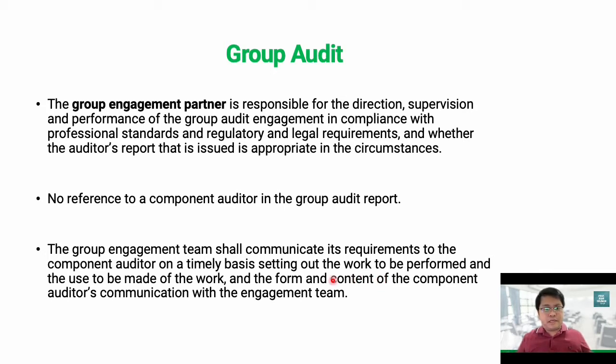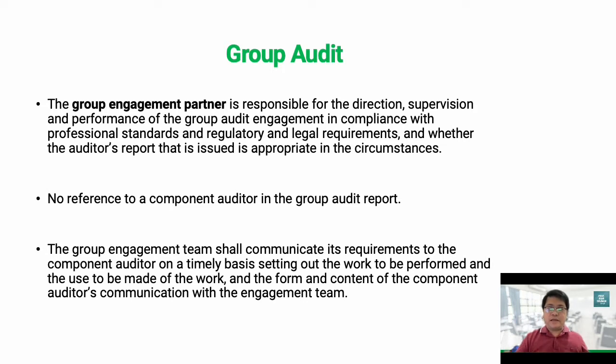So among others, in communicating our instructions, normally the items that we communicate to the component auditor include, number one, we request the component auditor's commitment and cooperation in the conduct of the group audit. We also communicate to the component auditor the ethical requirements, particularly with respect to independence. We'll also ask for independence confirmation from the component auditor, the same way that we ask for independence confirmation from the members of our own audit team.